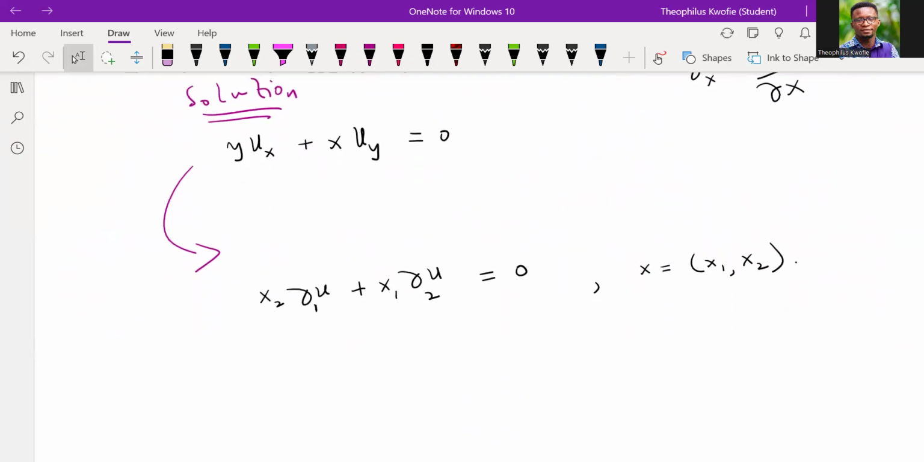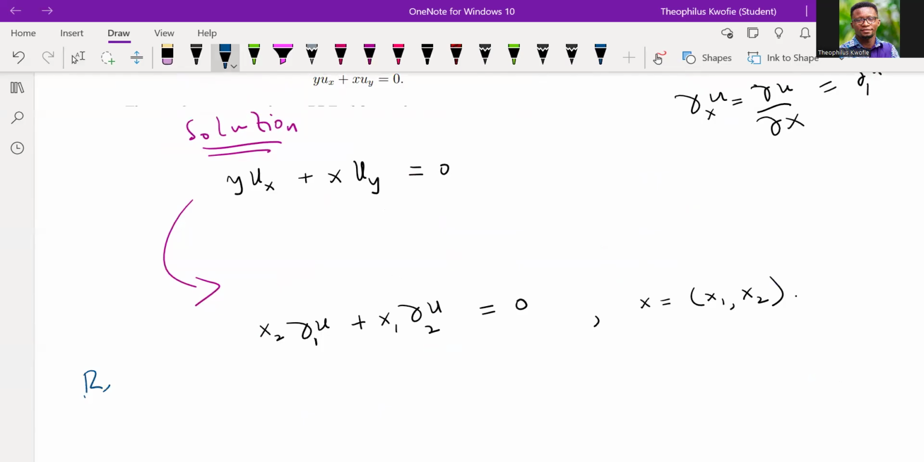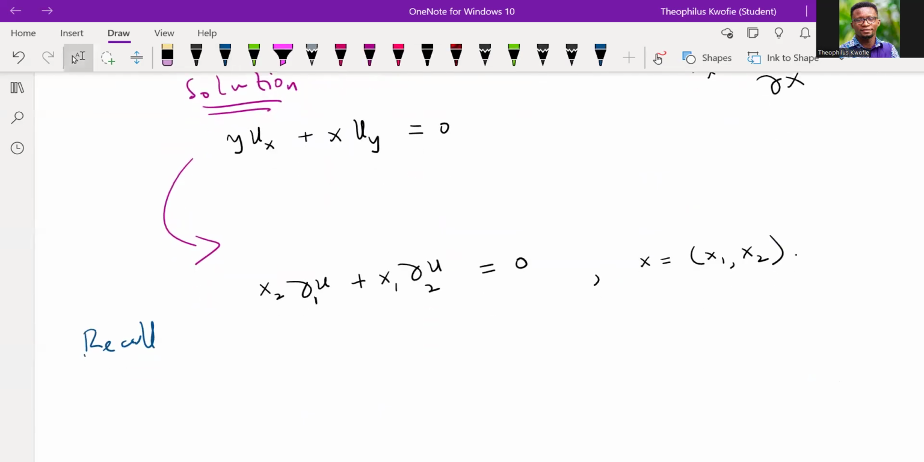Let's do a quick recall. Recall that if n is 2, what are we going to have? If n is 2, we're going to have what? A1, according to the general form. Recall the general form, we are trying to record the general form.